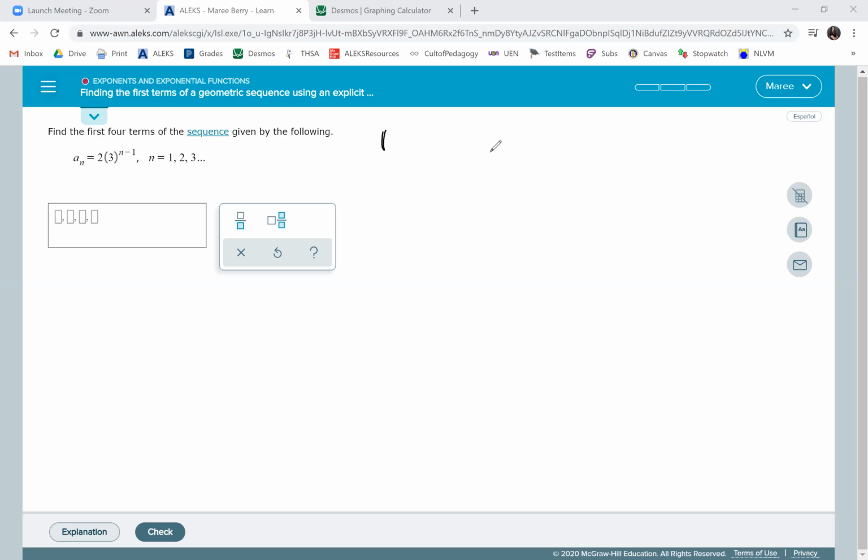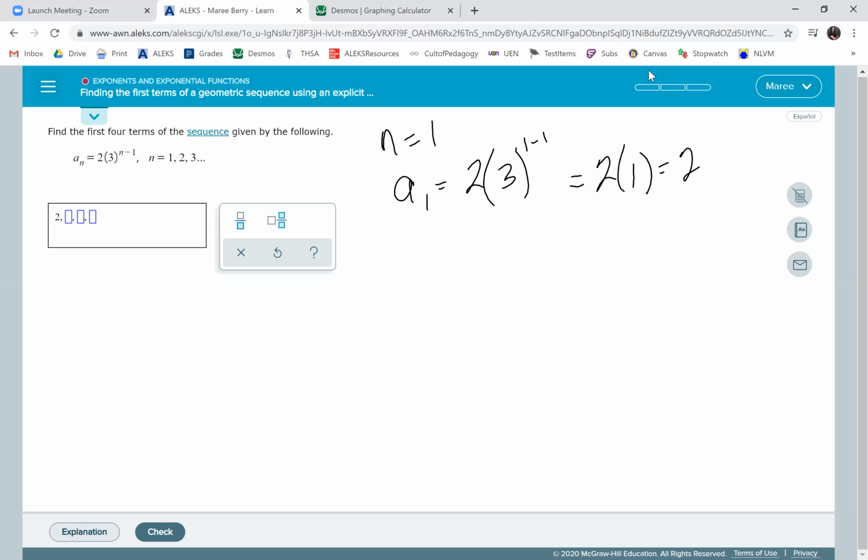So when n equals 1, we have a sub 1. That just means the first term. It's going to be 2 times 3 to the 1 minus 1. Now 1 minus 1 is 0. 3 to the 0 is 1. So 2 times 1 is 2. So that's my first term. I'll type in 2.